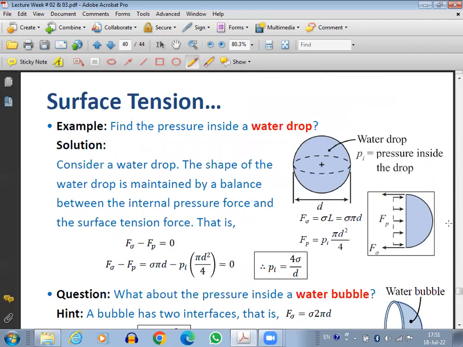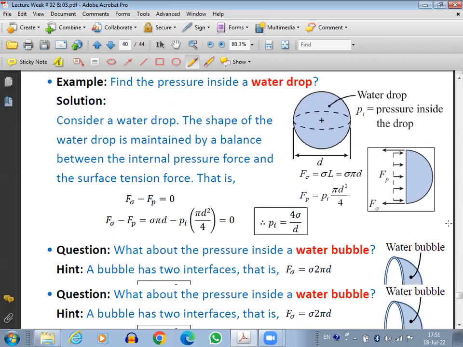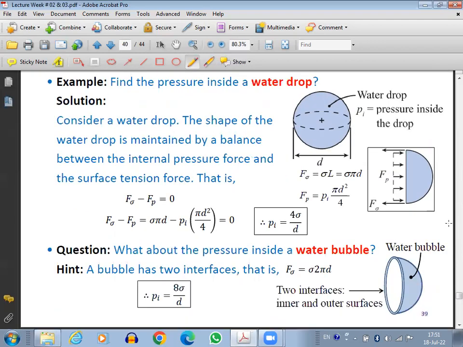Similarly, if you want to find out the pressure inside a water droplet, or the pressure inside a water bubble, there is a difference. When it is a droplet, it is a small ball filled with water. When it is a bubble, there is air out, air in, but there is only a thin surface of water. So the difference between a droplet and a water bubble is that in the case of a water bubble you will have two surface interfaces.